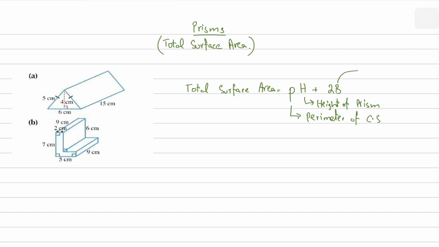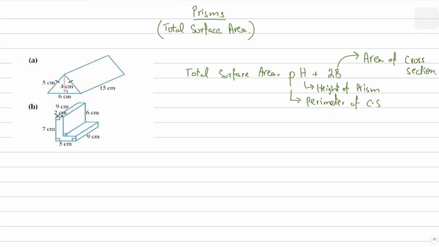And what is B for? B is for the area of base. The easier way to remember this is that when we say base, we don't necessarily mean the surface on which the prism is resting. We mean the cross section. So here we have the area of cross section.